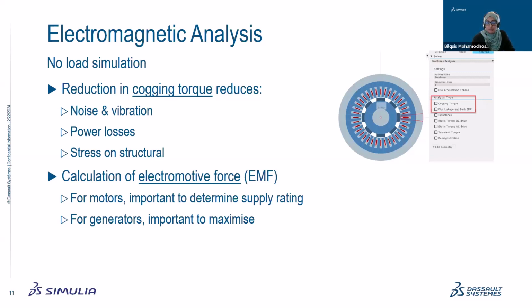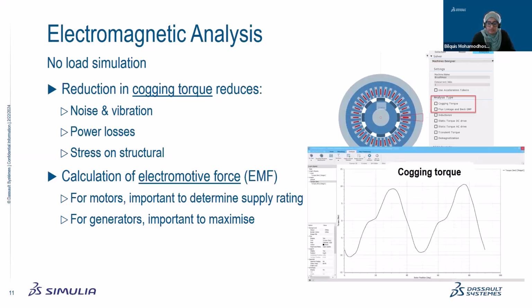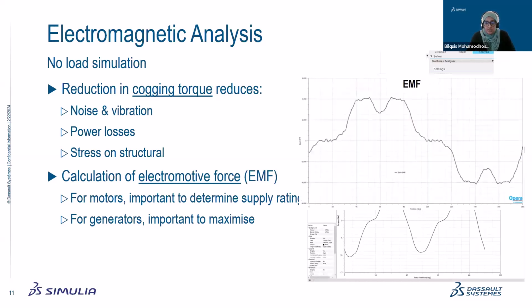We also look at the electromotive force, or the EMF. For motors, this is very important to determine the type of supply, or the supply rating, that we'll be using. And for generators, we'll be using that to maximize the EMF so that we have a maximum output voltage for a specific model. For example, we can directly look at the cogging torque characteristics or EMF characteristics in the machine through bespoke or customized analysis, or analysis that is already automatically available.